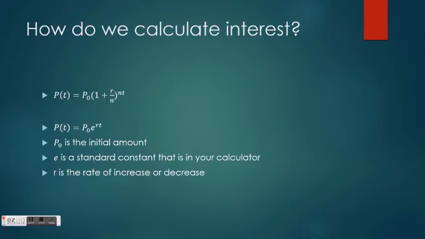r is the rate of increase or decrease, and t is the amount of time that has passed based on r. Why do I say based on r? If your rate is percentage based on months, well, then t is going to have to be in months. This does not mean if I say monthly that t is measured in months. This only applies for what r is. r for most interest problems is going to be annual percentage rate, so t has to be in years.